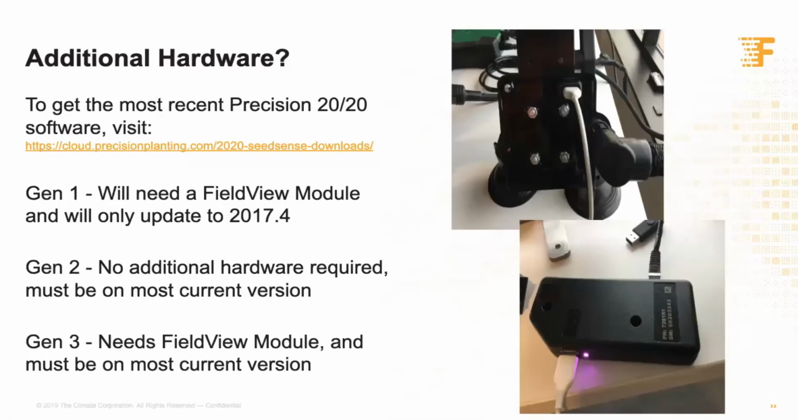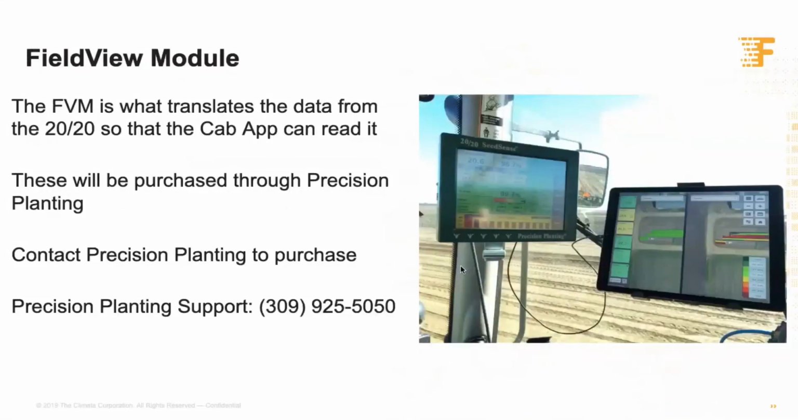They are required. Gen 2, you do not need it; it's built in. But the Gen 1 and Gen 3, you will. That FieldView module, that extra hardware we're talking about, does the data translation in this situation so Cab app can read it. That's why it's important. Again, here's that phone number if you need to contact support or contact Precision to order, or if you have a Precision dealer you work with, you can talk to them.